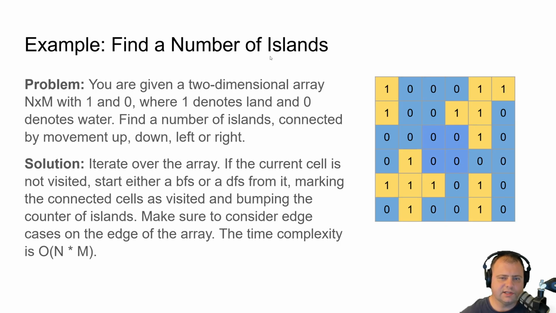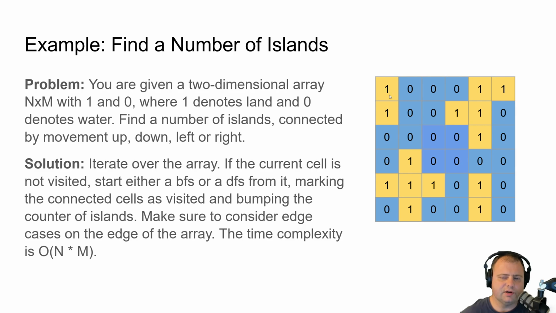And let's take a look at an example: finding the number of islands. You are given a two-dimensional array n times m with ones and zeros, where 1 denotes land and 0 denotes water. Find the number of islands, connected by movement up, down, left, or right. In this example we have 4 islands, and the solution is to iterate over the array. If the current cell is not visited, start either BFS or DFS from it, marking the connected cells as visited and bumping the counter of islands.